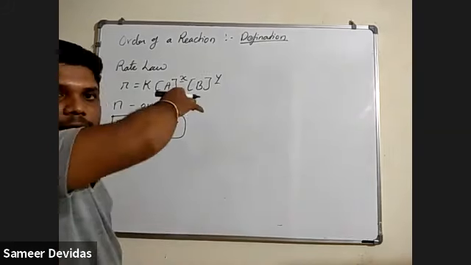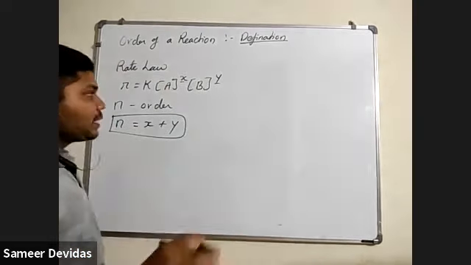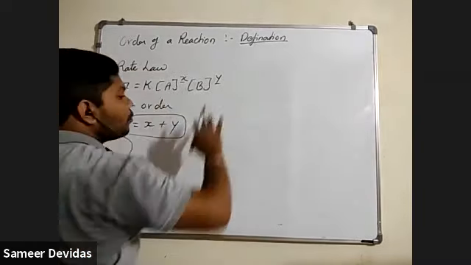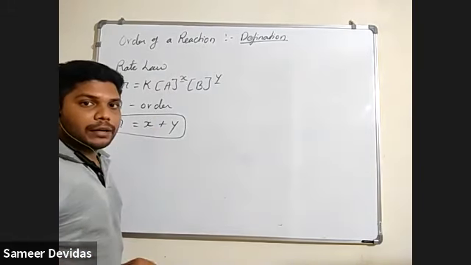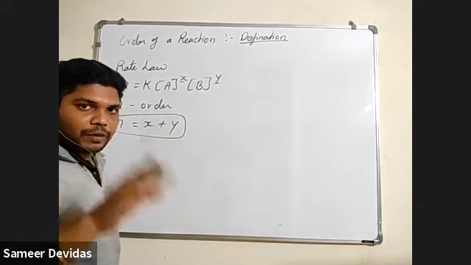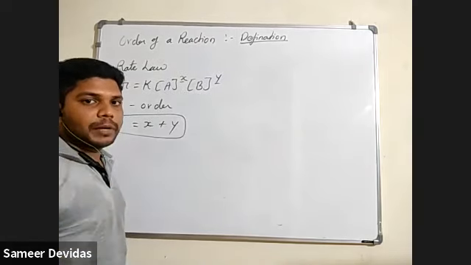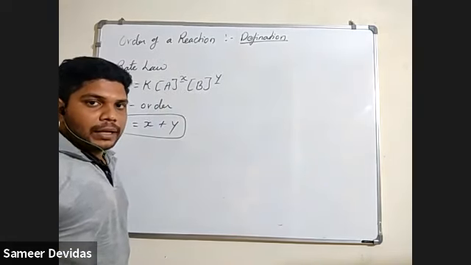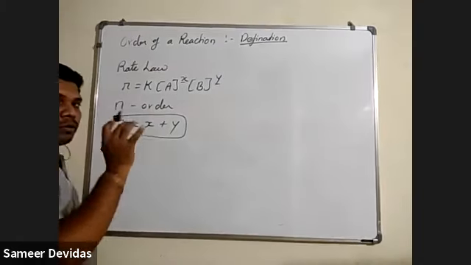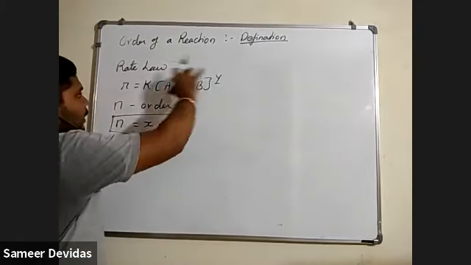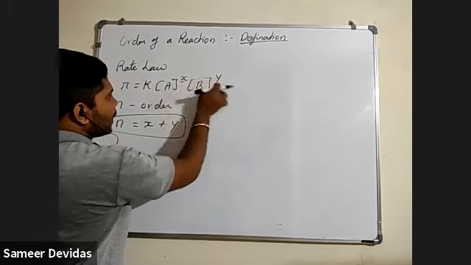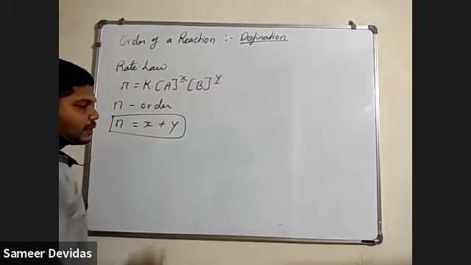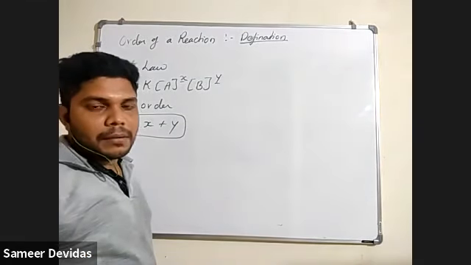If in your exam they have given you the rate law for any particular reaction, you don't need to find it out. If you have to find it out, then they have to give you the details of experimentation. If you want to find only the order based on the rate law, they will give the rate law perfectly, so you just need to add both the powers and you will get the answer. Clear?